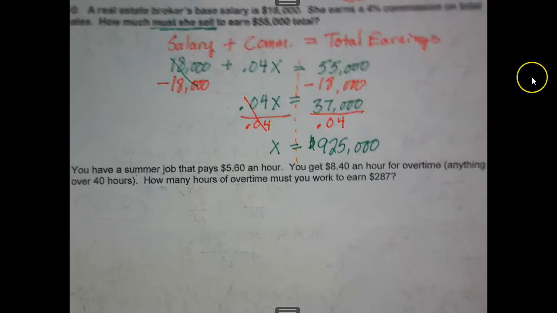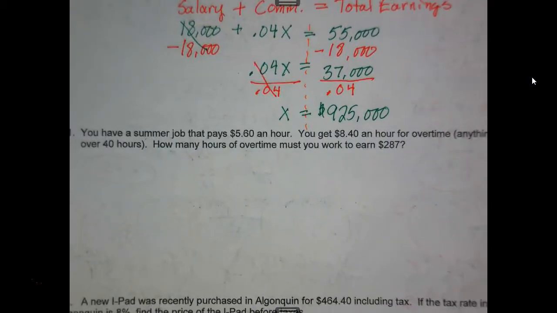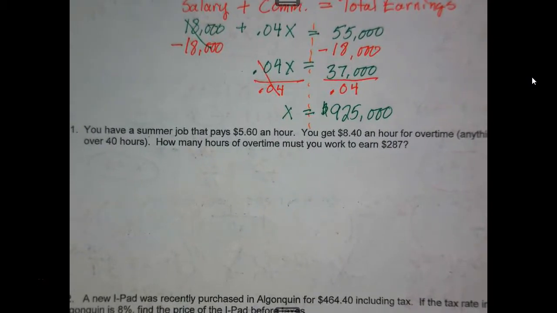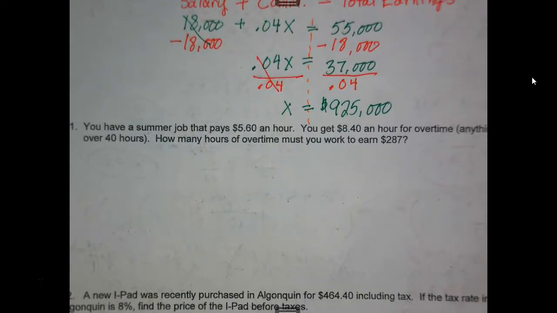All right. Next one. Do you have a summer job that pays $5.60 an hour? This is a little old. You get $8.40 an hour for every overtime hour that you work. How many hours of overtime must you work to earn $287? On a teacher's salary, probably 119 hours.